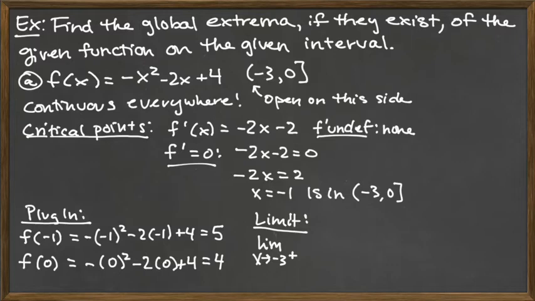So the limit as x goes to negative 3 from the right side of the original function. But see, this original function is a polynomial, and taking the limit of any polynomial amounts to just plugging that value in. And so what we get then is negative 3 squared minus 2 times negative 3 plus 4. And then if you do that computation, you should get 1 when it's all said and done.